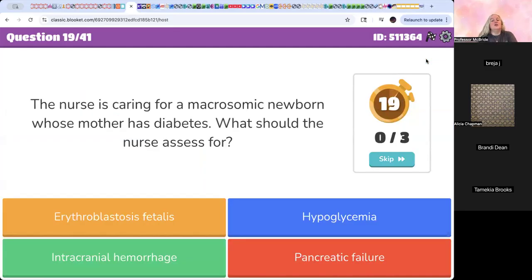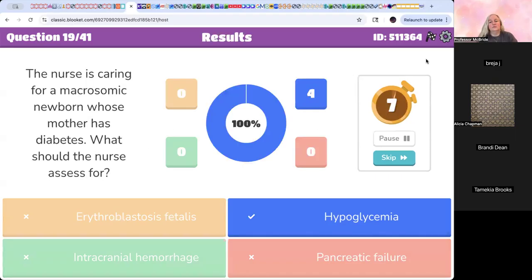The nurse is caring for a macrosomic newborn whose mother has diabetes. What should the nurse assess for? Yep. What else? So besides watching for hypoglycemia, what else are we going to assess this baby for?